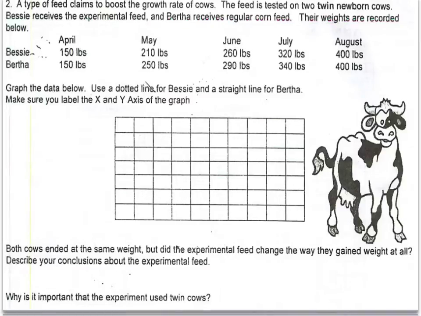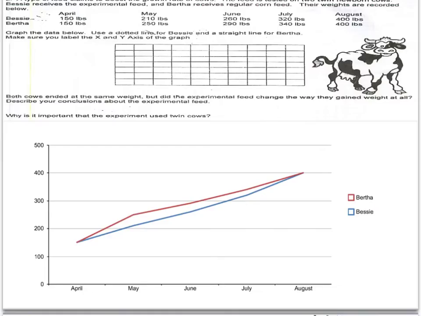You're going to want your months down here and your weight here because your weight is dependent on the months. And then both cows ended at the same weight, but did the experimental feed change the way they gained weight at all? Describe your conclusions and why it's important that the experiment use twin cows. So let's look. It's important they use twin cows so that the genetics are the same, so that we aren't introducing other variables.